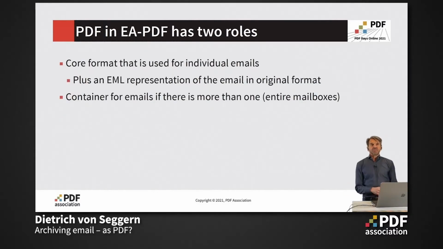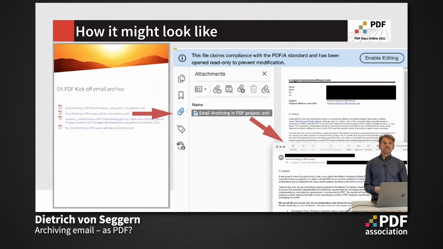And then EA-PDF says, okay, we not just need a file format for archiving email, where we could use PDF. We could also use PDF as a container for other files. So PDF in EA-PDF has two roles. One is the email format itself, but also the container for email folders or even mailboxes. And this is just an example of how that might look.